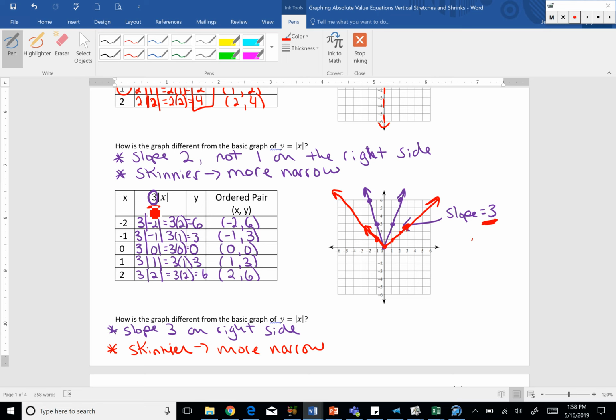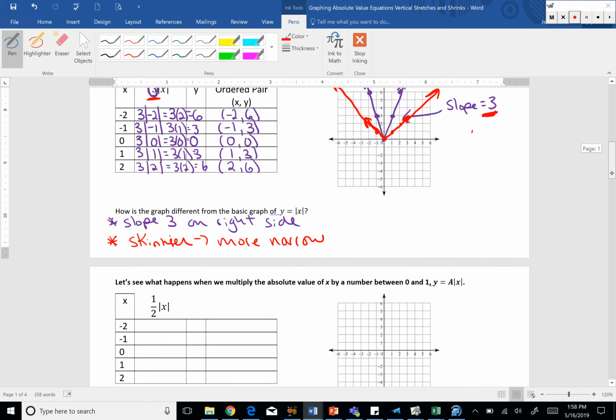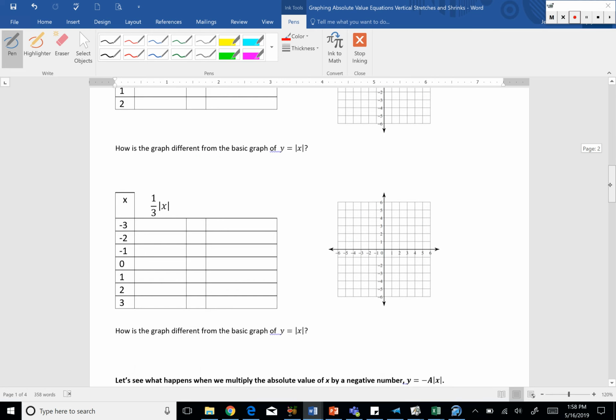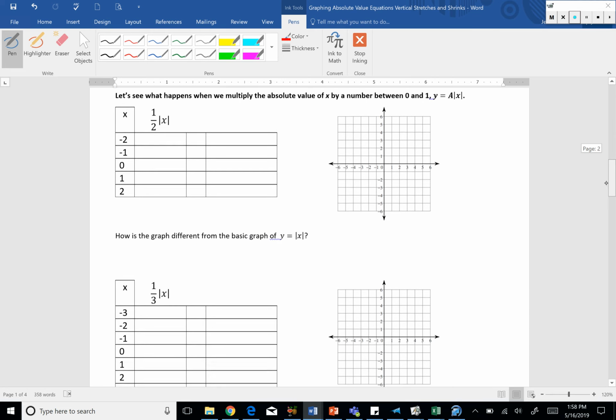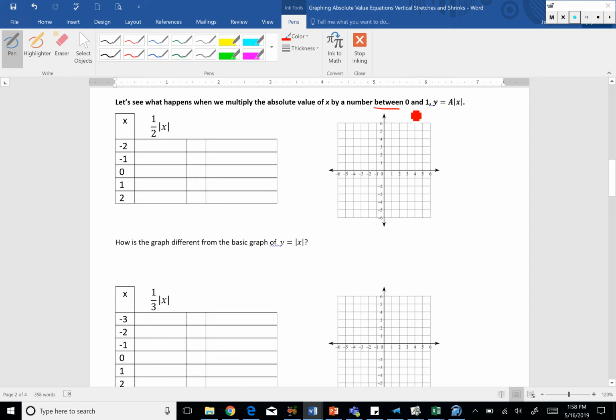So if multiplying by a number bigger than 1 made our graph skinnier, what do you guys think is going to happen? Let's go to the back side of this page. What do you think is going to happen when we multiply by a number between 0 and 1? We're still going to multiply, but something bigger than 0 but smaller than 1. So yep, that means a decimal or a fraction.